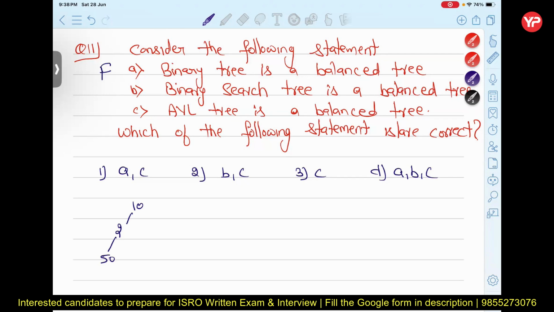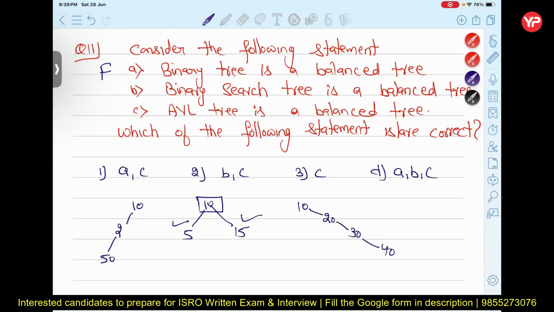Now the second point is: binary search tree is a balanced tree. What is a binary search tree? A binary search tree is a tree in which a parent node is greater than or equal to the left child, and less than or equal to the right child. Let's take an example. Yes, it is a binary search tree because the parent is greater than or equal to its left child, and less than or equal to its right child. But there may be a case like this.